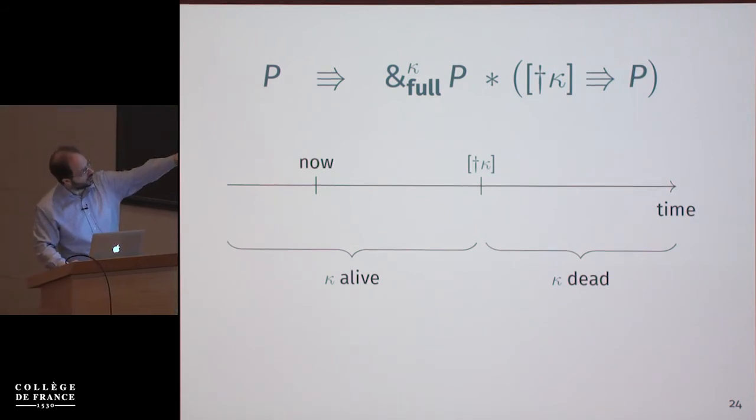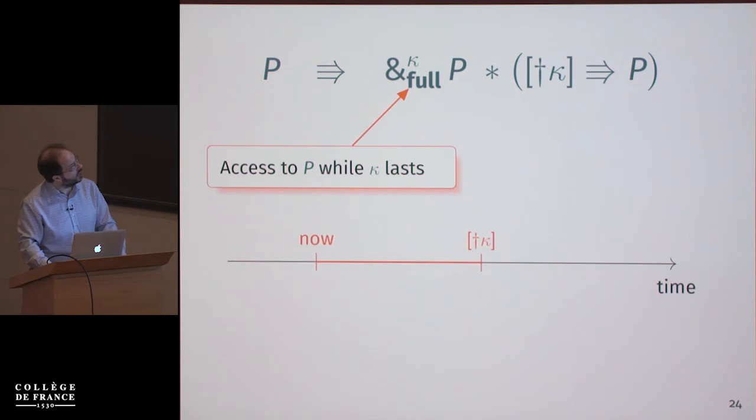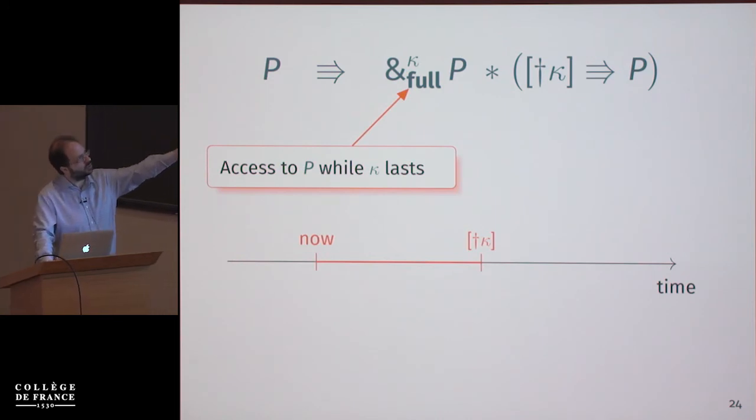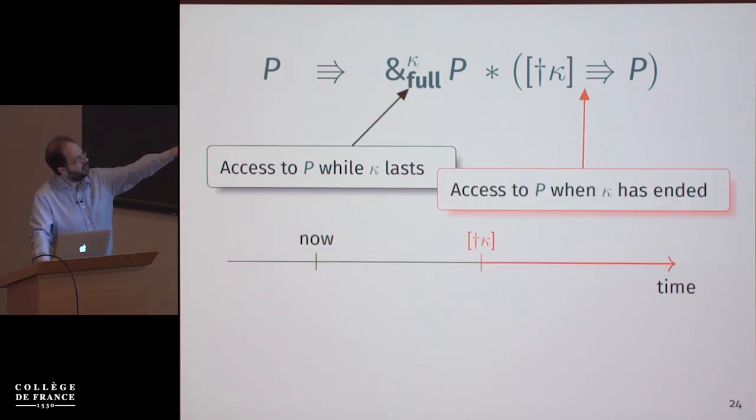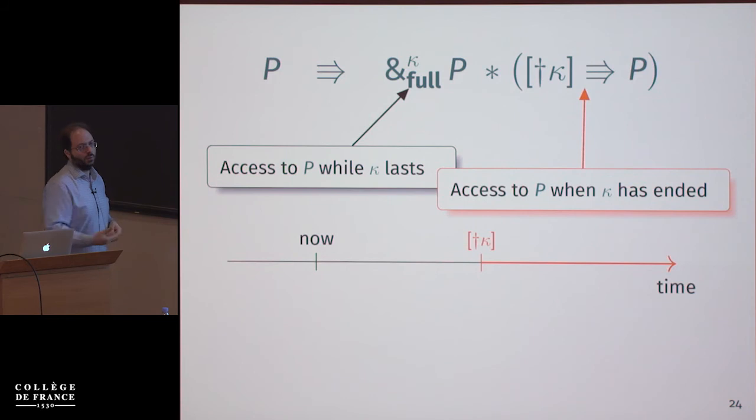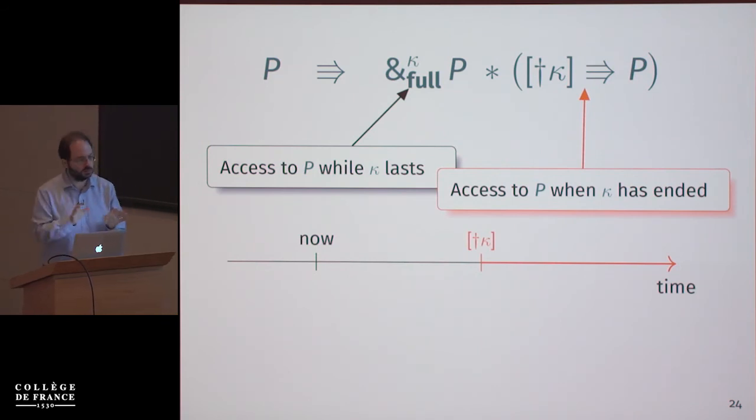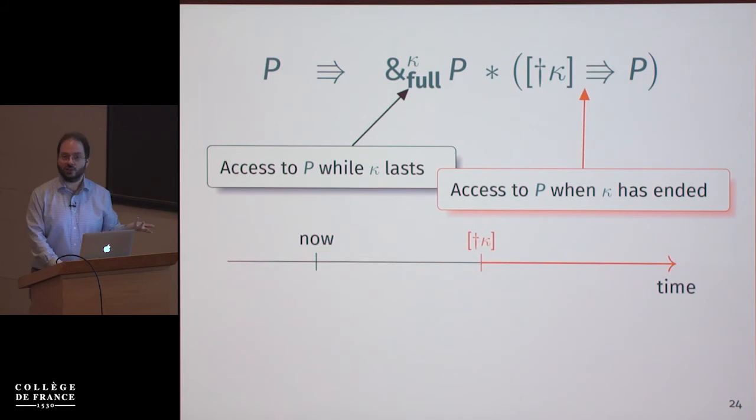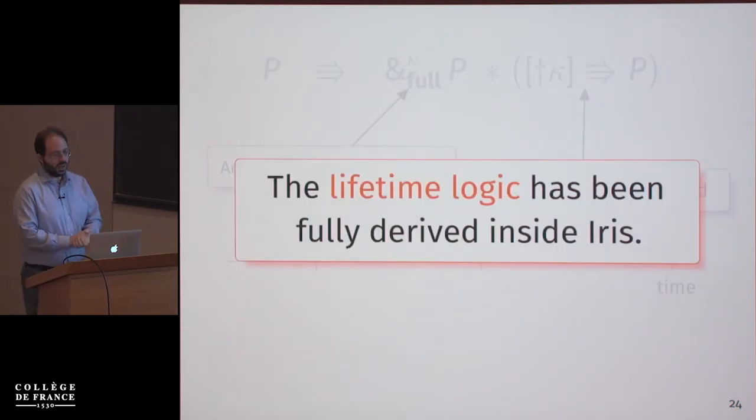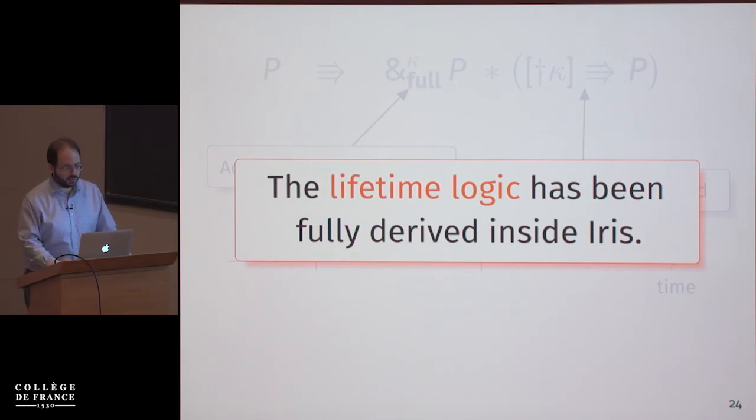So there's the period when kappa is alive, and then there's the period after kappa is dead. Okay? And so the first one, ampersand full kappa of P, describes access to P, or temporary ownership of P while the lifetime kappa is alive. And then this other thing on the right, which I'm not going to go into in detail, talks about ownership of P, or the ability to regain ownership of P once kappa has ended. Okay? And because you can't be both alive and dead at the same time, well, at least generally speaking, this is a safe thing to do. This is a safe form of separation. Okay? And so that's the very short version, but this gives you the idea that this is a non-standard notion of separation, but we can prove that this kind of reasoning principle is actually sound within the Iris logic, and we've done that all in Coq.